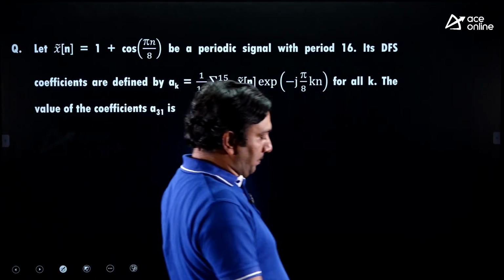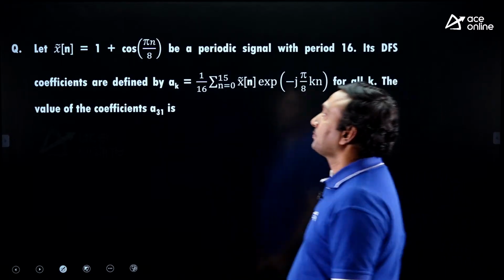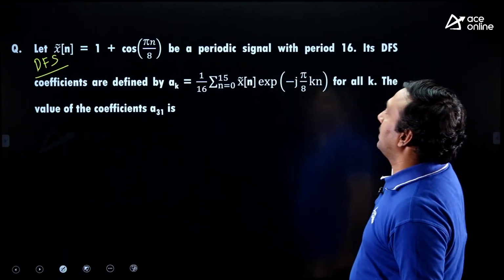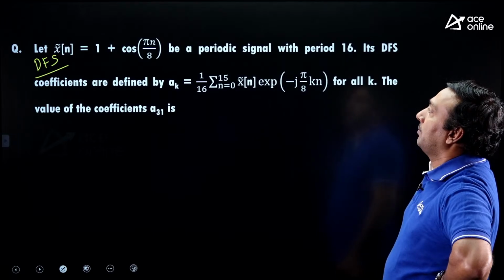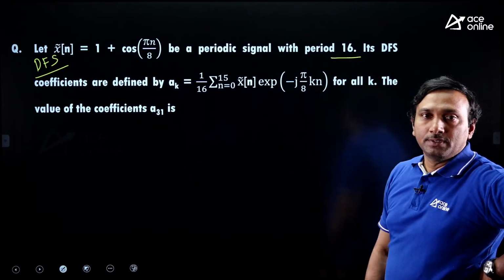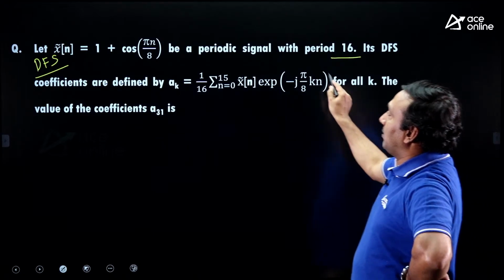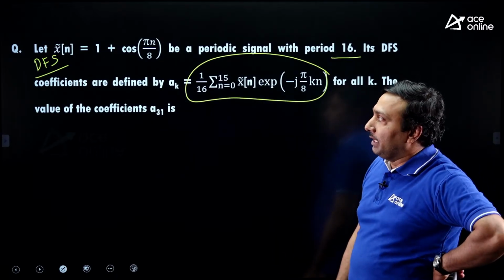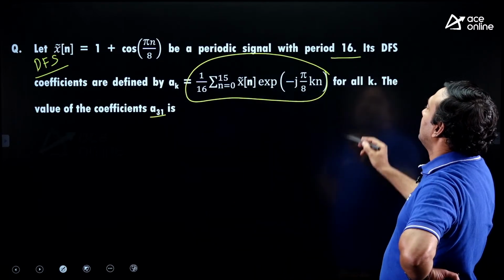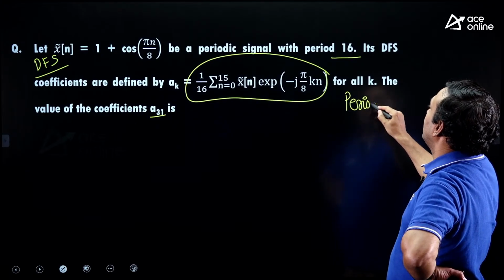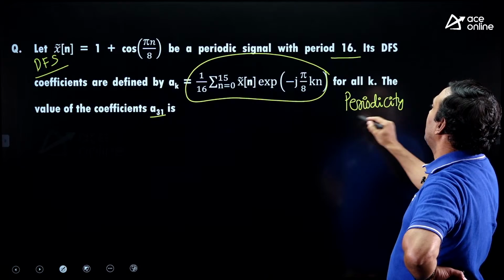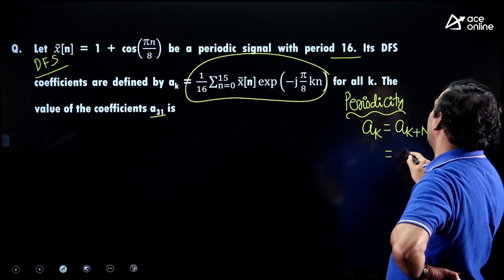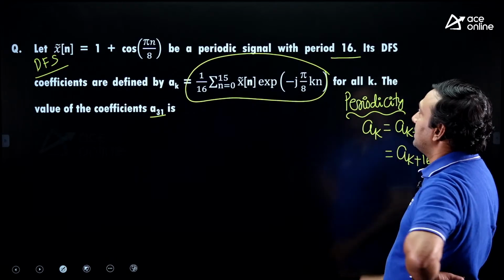This is a discrete Fourier series problem, DFS. X of n is given by some expression, 1 plus cos pi n by 8, having time period of 16. The a_k formula, the discrete Fourier series coefficient definition, is given by 1 by N sigma, standard definition. He wants a_31. To answer that, we need the discrete Fourier series periodicity property, a_k equals a_(k plus N). In the problem the time period is 16.